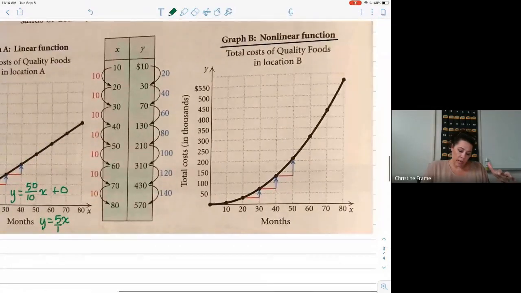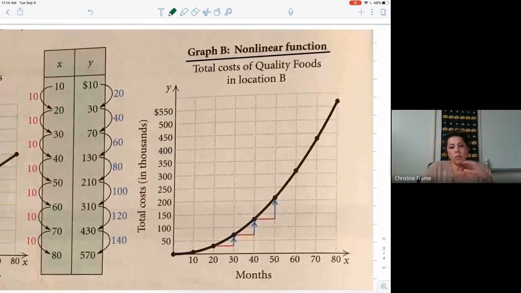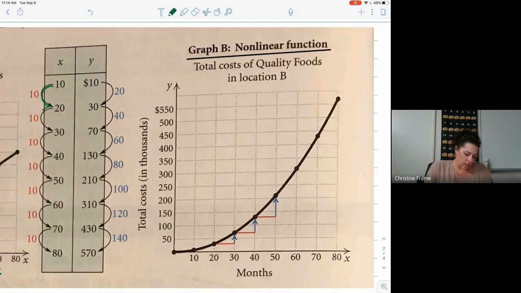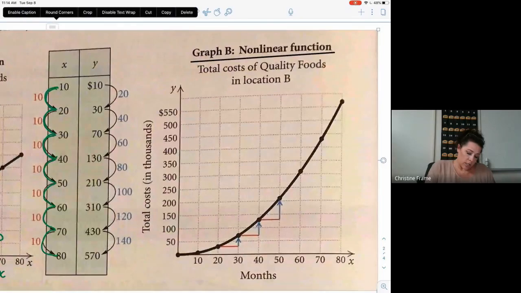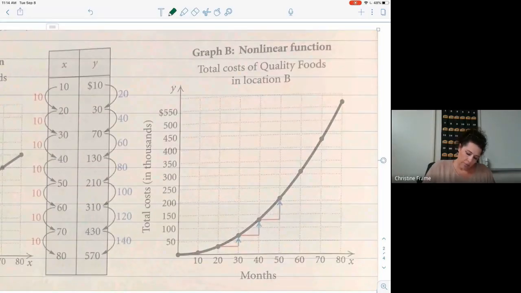Versus over here, if we look at this function, you can see that maybe it's parabolic, maybe it's exponential. We would have to do a little math to determine that. But since x is independent, you can see it's going up 10, up 10, up 10. I can decide to go up 1, 1, 1, 5, 5, 5, whatever I want. But as I'm going up in this constant step of 10, going to the right 10, my change in y changes.